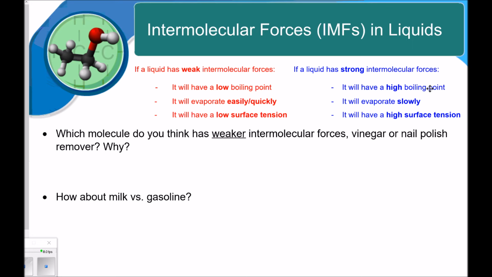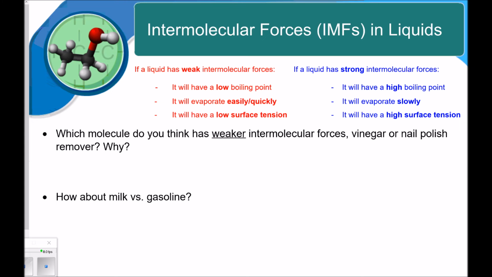So I want you to think about these two questions. Which molecule do you think has weaker intermolecular forces, vinegar or nail polish remover, and why? So I want you to take a second, pause the video, think about this, and when you come back, I'll have answers for you. Okay, welcome back.